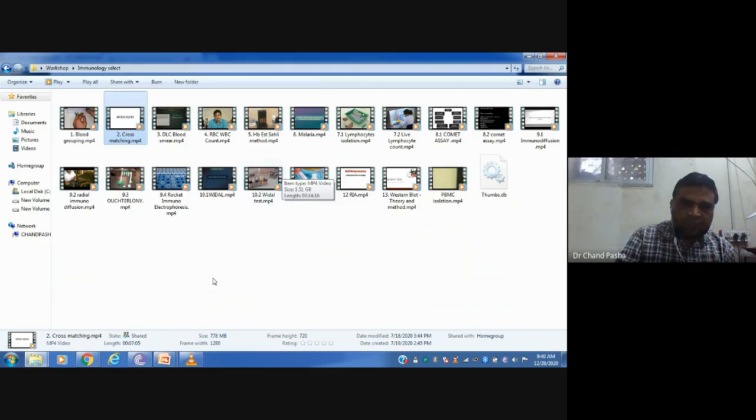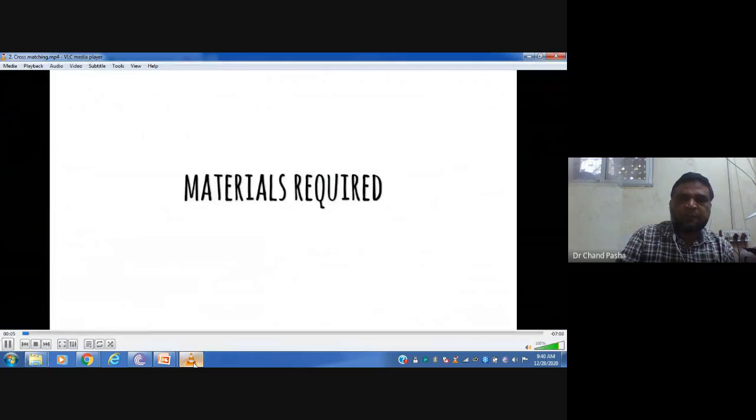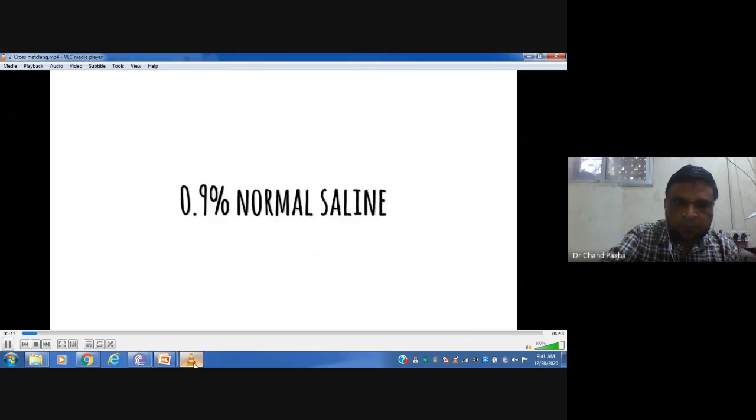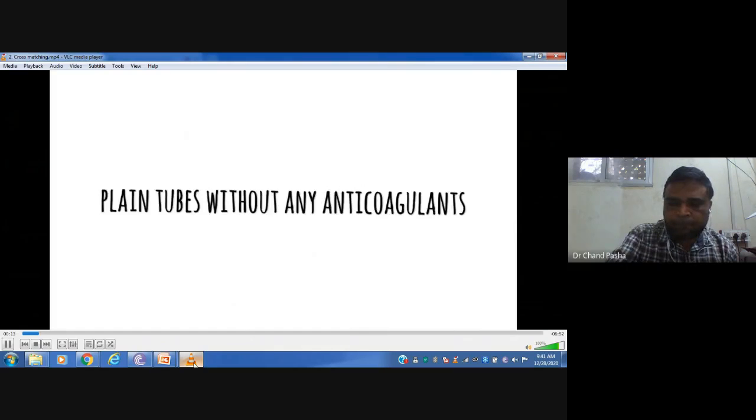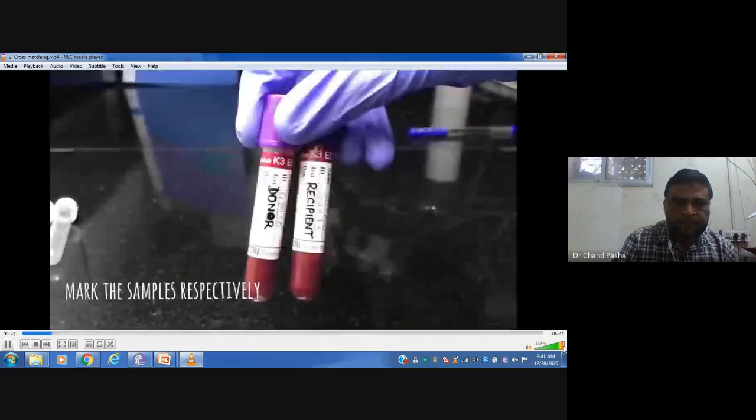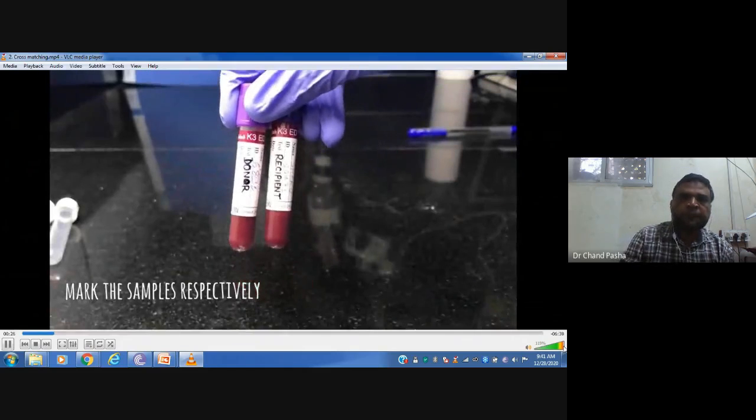Today I am going to talk about the experiment of cross matching. Here I will show the materials required for cross matching: donor and recipient blood samples collected in EDTA and serum separation tube respectively, 0.9% normal saline, and plain tubes without anticoagulant. You may also require a centrifuge, incubator, a microscope, clean glass slides, pipette tips, etc.